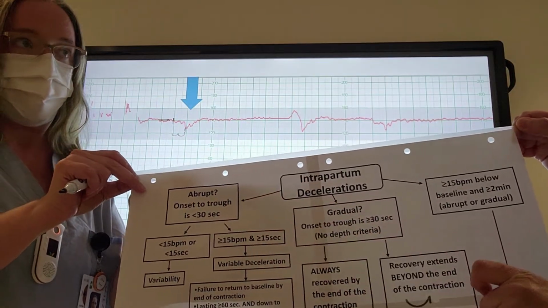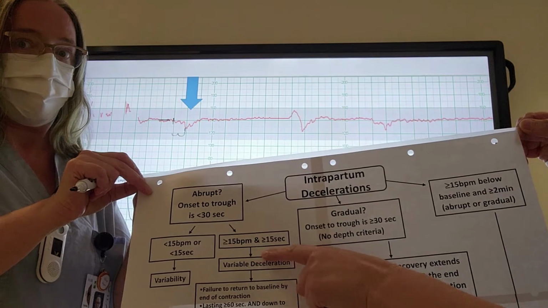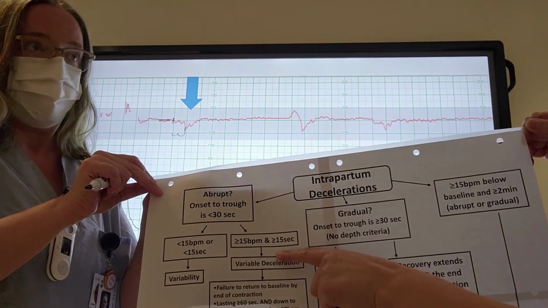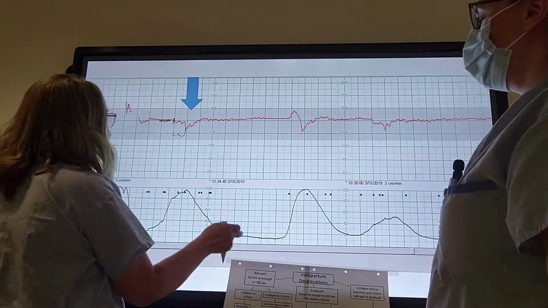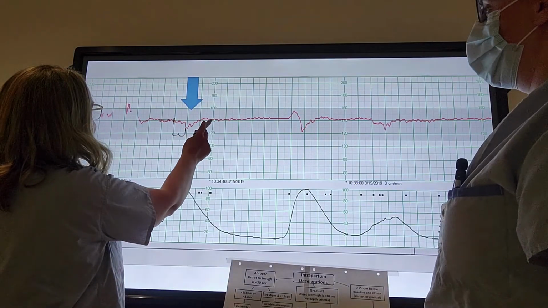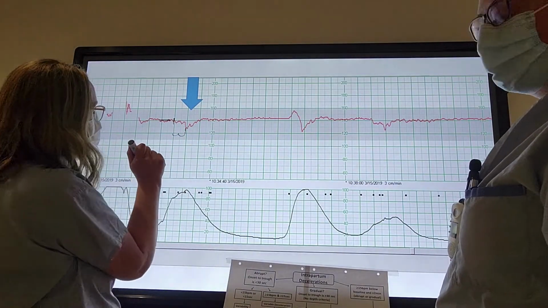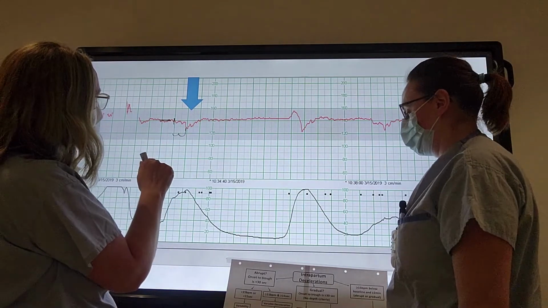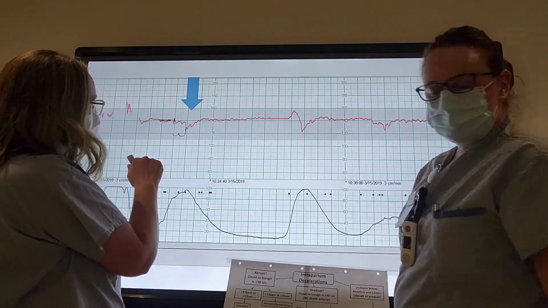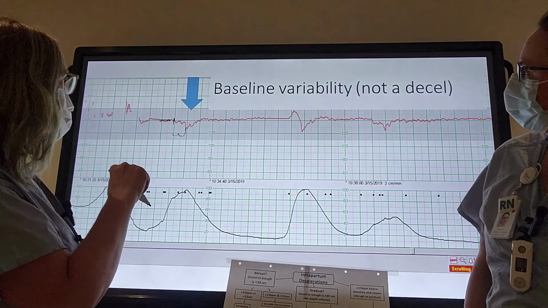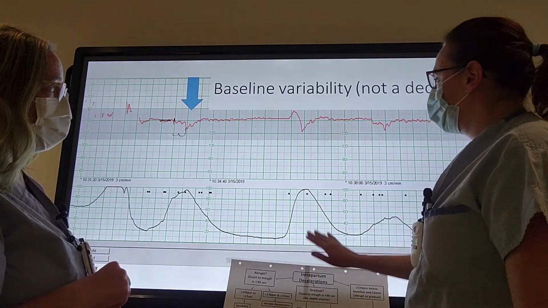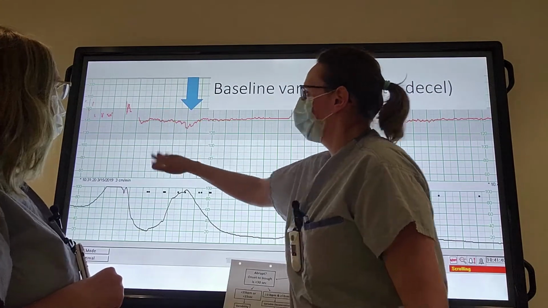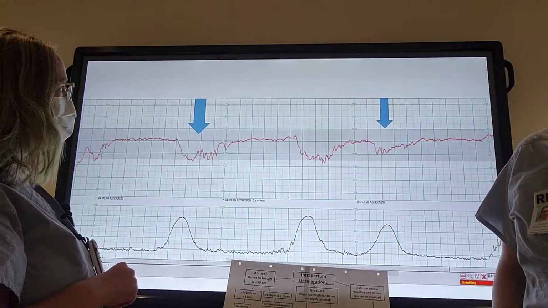So the next thing I need to figure out is, does it meet 15 by 15 depth criteria or not? And I don't think this one meets depth criteria. It does not drop by 15, and the whole event does not last for 15 seconds. So this is actually variability in the baseline. It is not a decel. Let's move on to the next one.